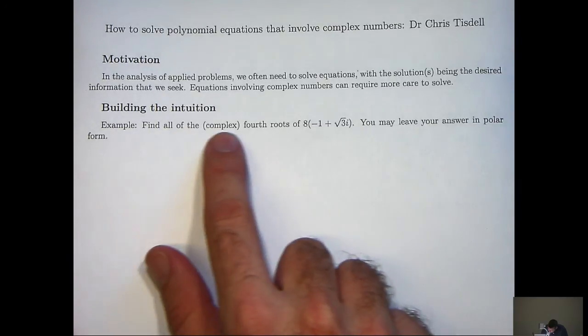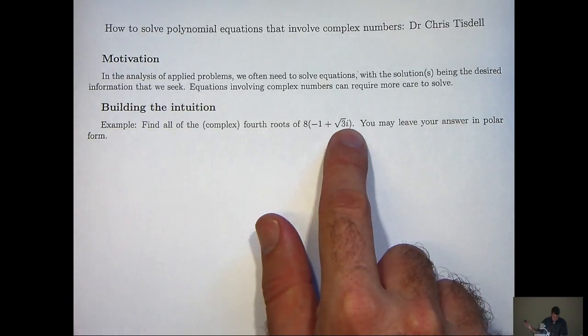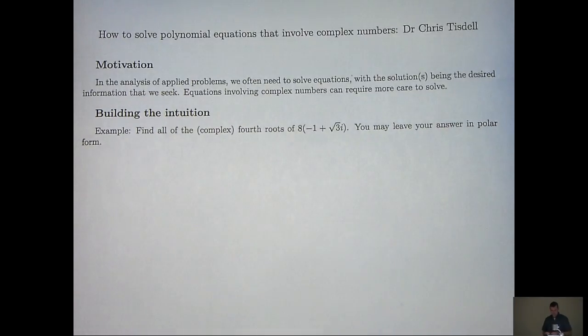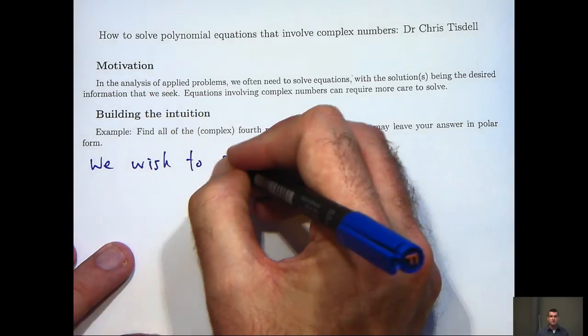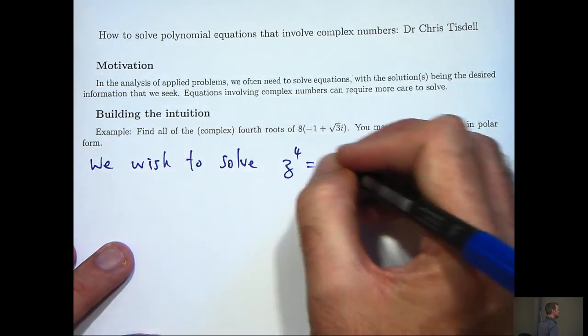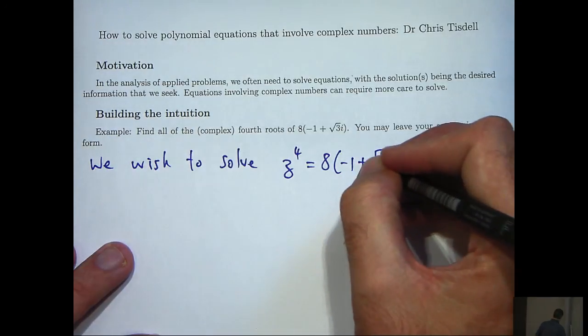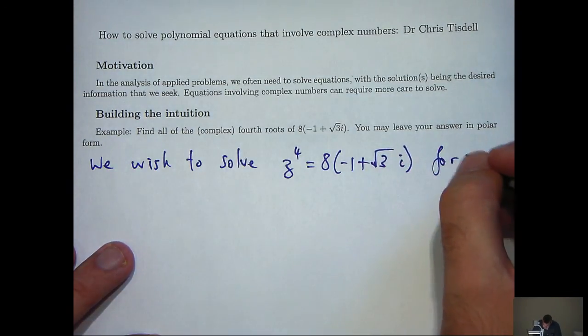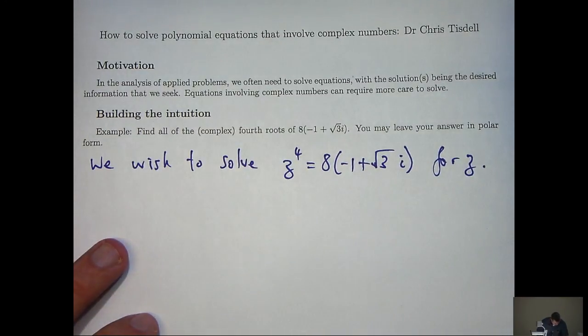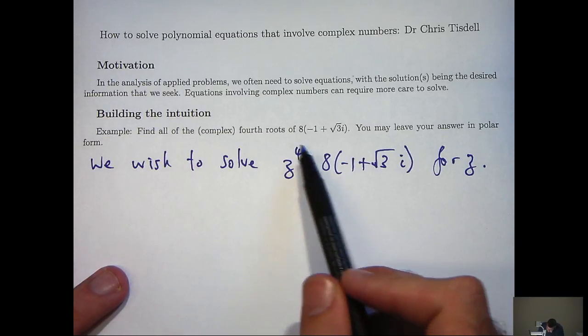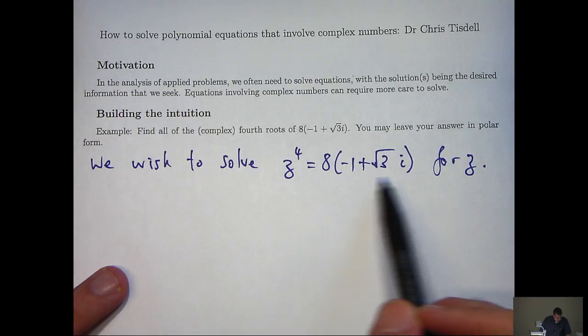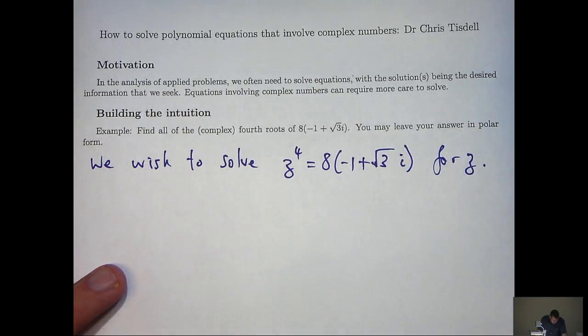Here we're asked to find all of the complex fourth roots of this complex number here, and you may leave your answer in polar form. So let's just write out the actual equation that we are endeavouring to solve here. And of course we want to solve this for z. Now, the fundamental theorem of algebra tells us that because of this power 4, we would expect 4 solutions to this equation. So it's our task to go through and extract those 4 solutions.